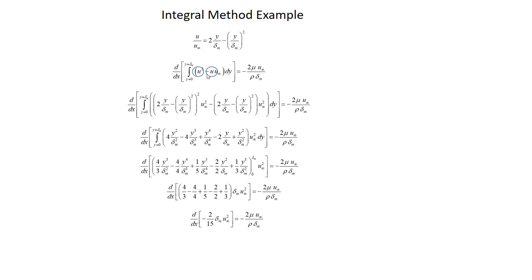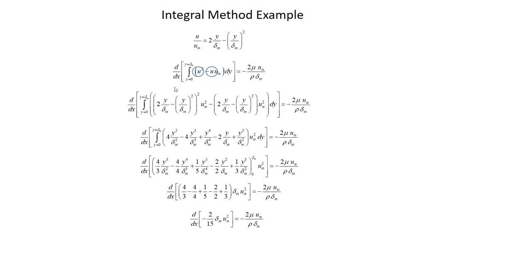And then I subtract from that u, which is 2y over delta m minus y over delta m squared, times u infinity. So u infinity appears once for the u, and it also appears here multiplied by u. So I get a u infinity squared there as well.